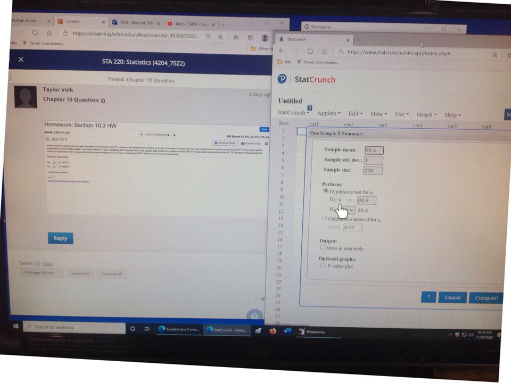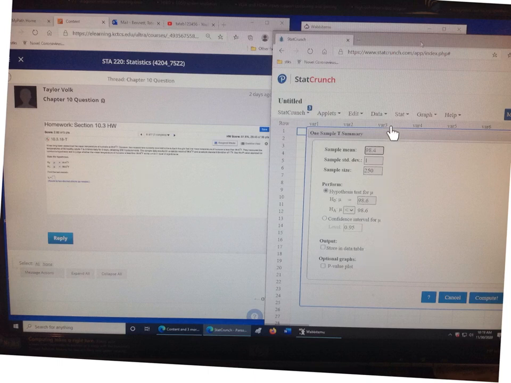And then the hypothesis up here at the beginning, 98.6, and they think that the temperature is actually less than that. So the claim is less than. You click compute, and it'll give you a T statistic and the p-value.